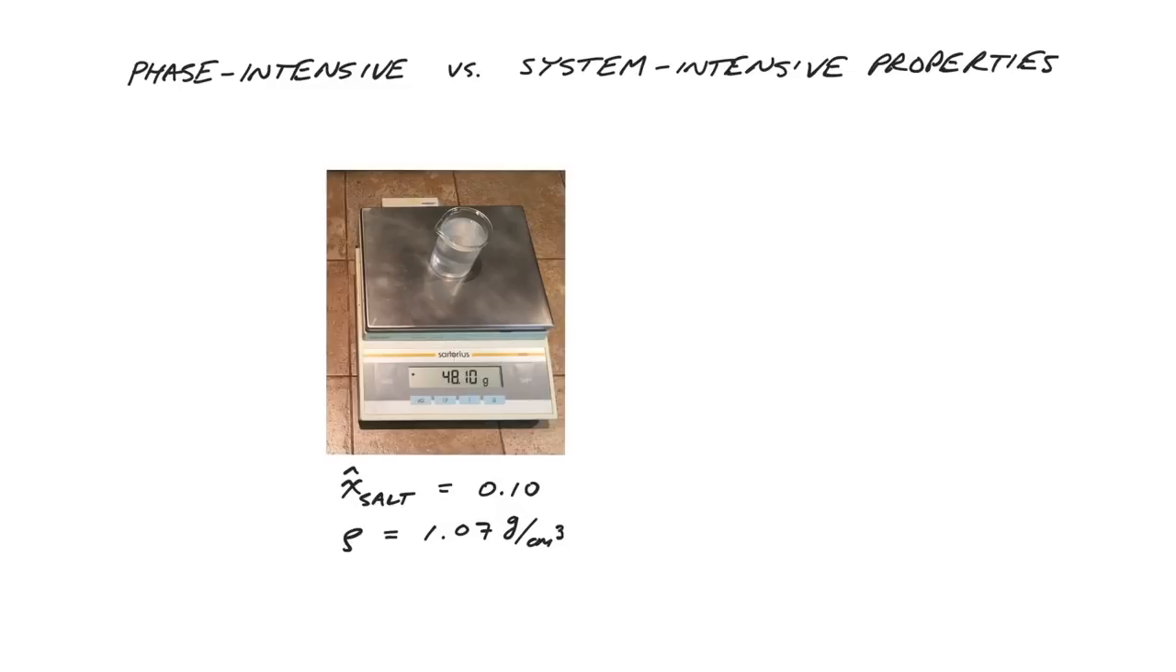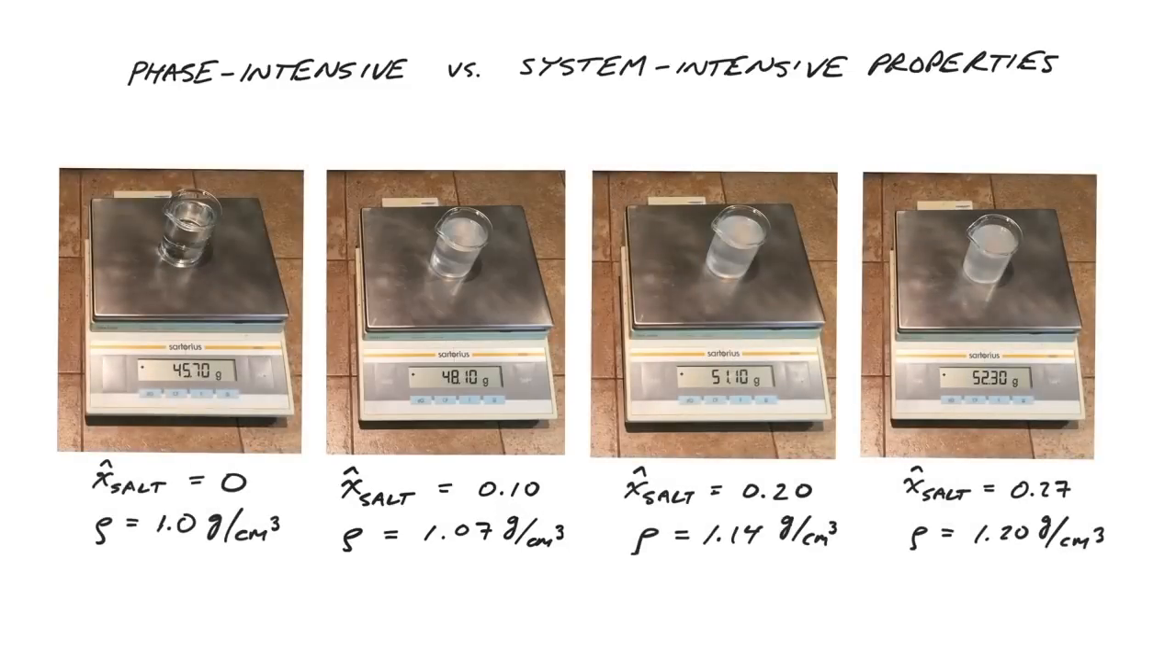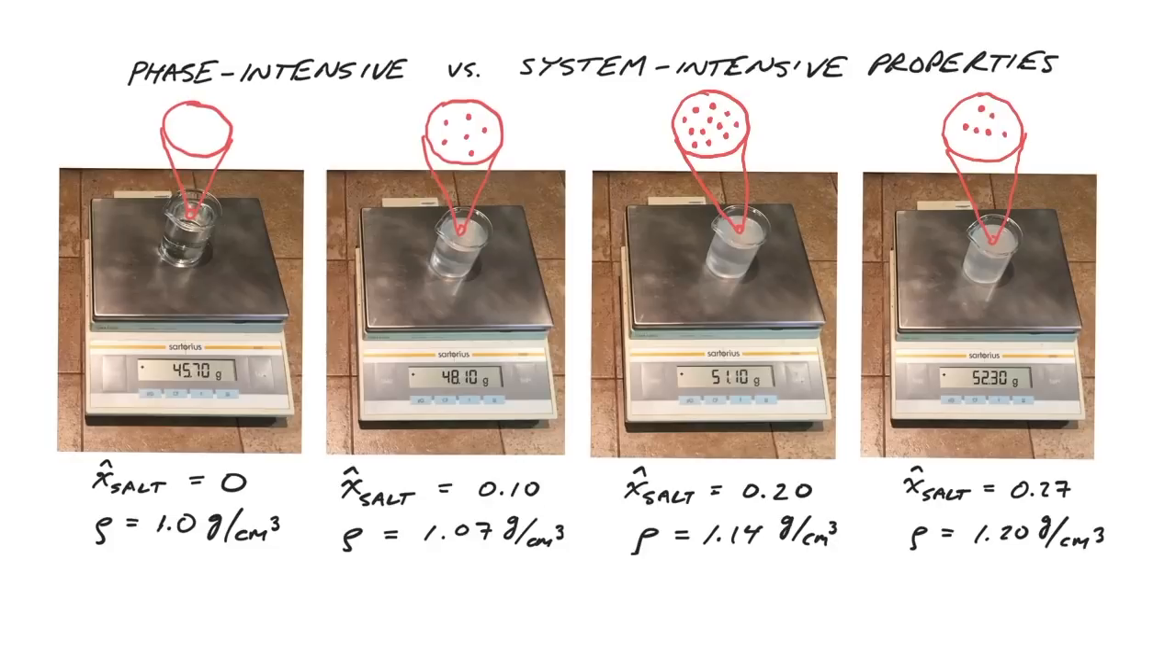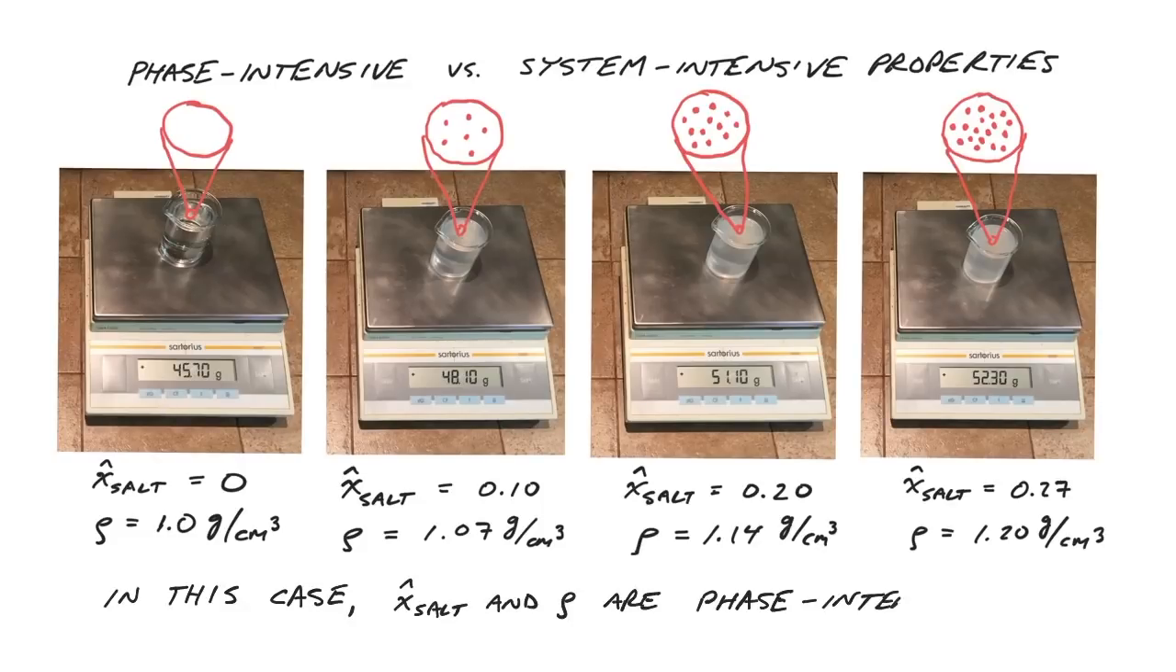If we change the overall concentration of salt in the system, as illustrated by this series of photos, this change will be felt uniformly everywhere within the liquid as a shift in local concentration and local density. Intensive properties that are directly linked like this to the local composition and structure of a phase, I like to call phase-intensive properties. However, what happens if we have more than one distinct phase in our system?